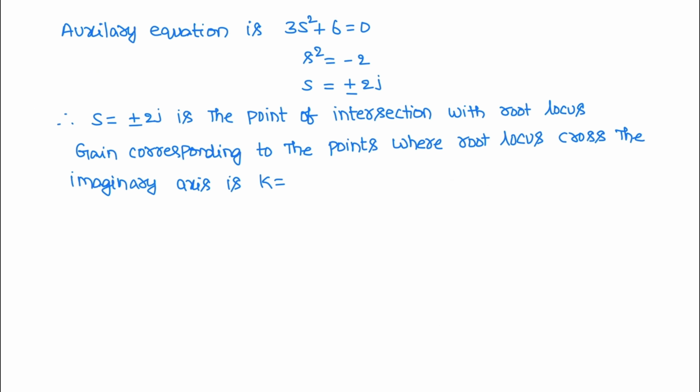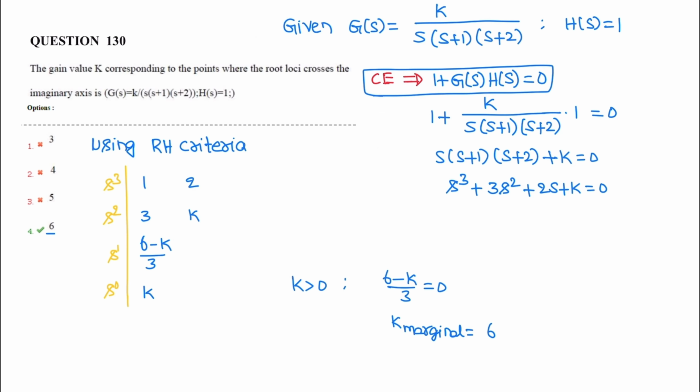S is equal to plus or minus 2j. It is a point of intersection with the root locus. Therefore, the gain corresponding to the points where the root locus crosses the imaginary axis, the k value, is 6. Correct answer is option 4.